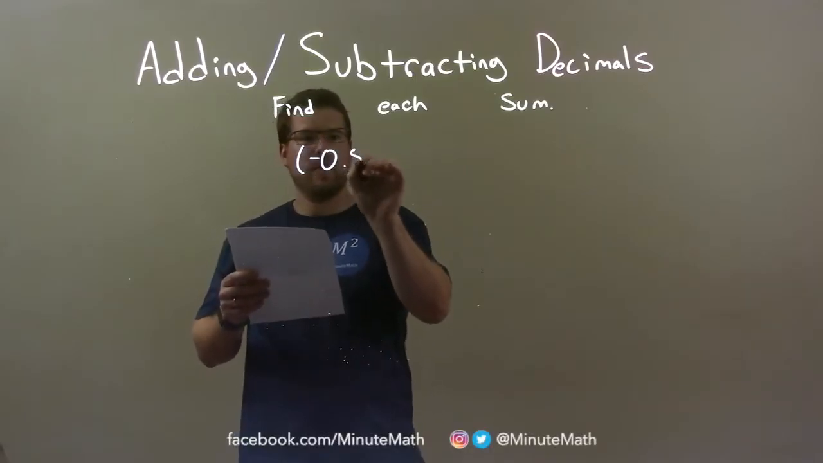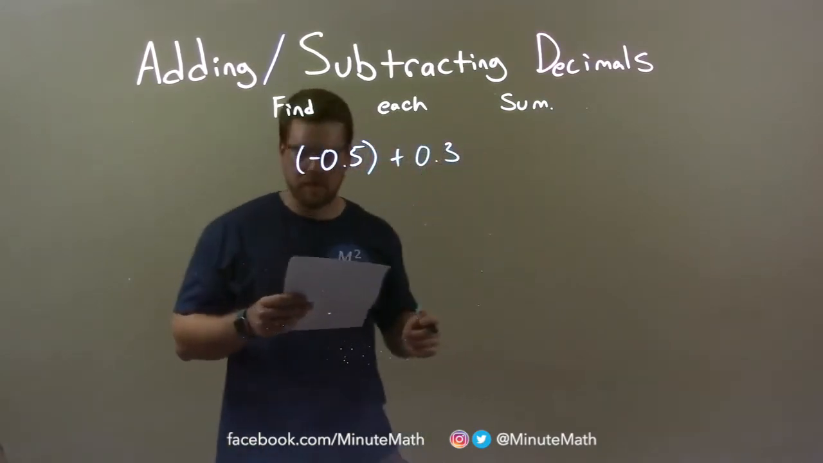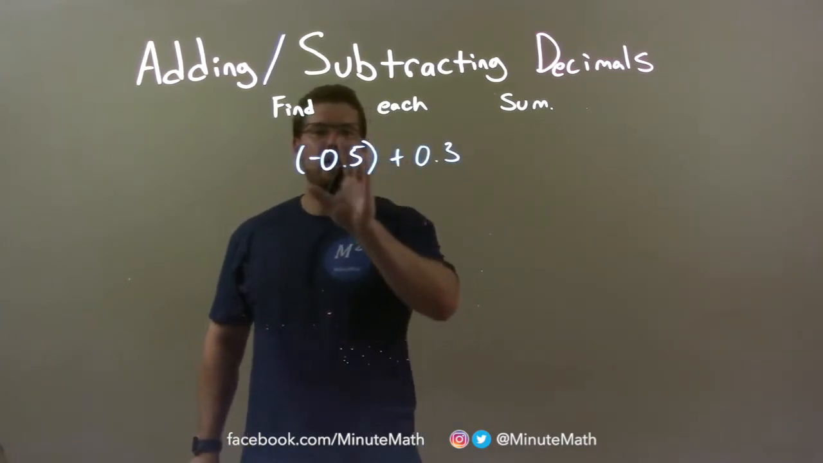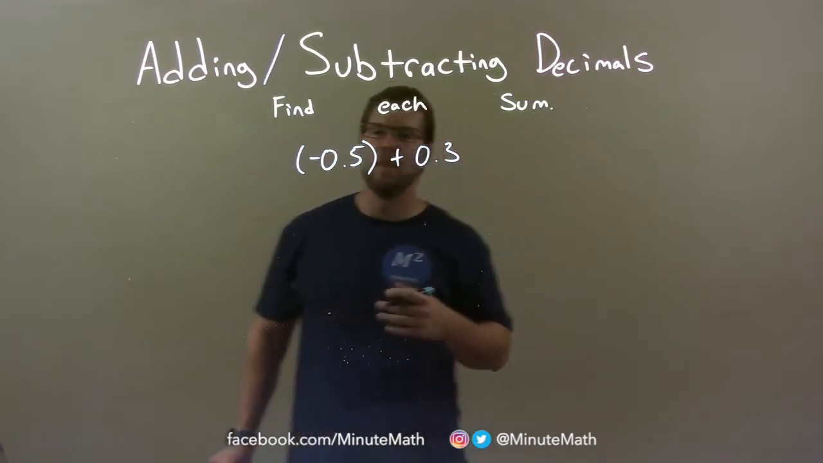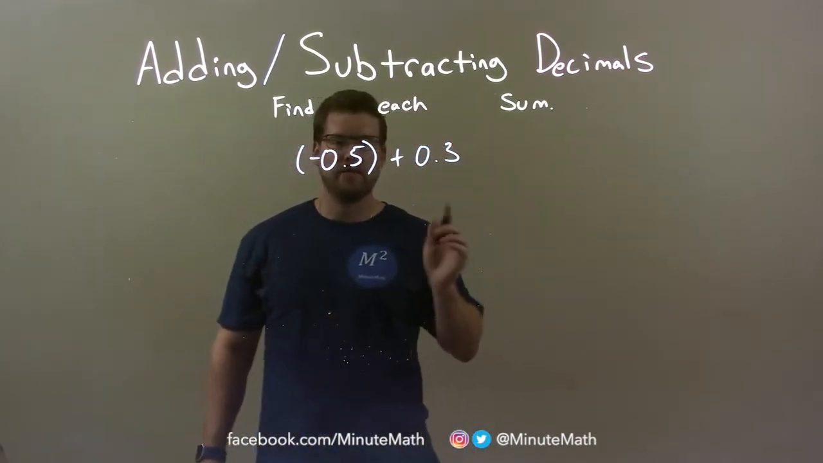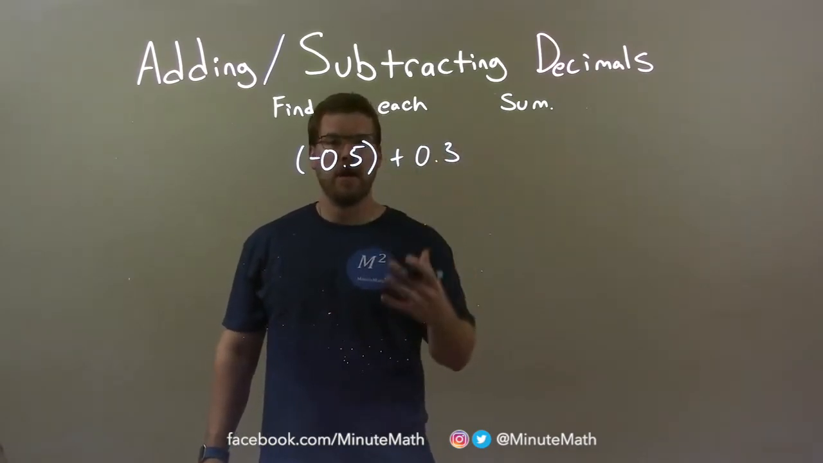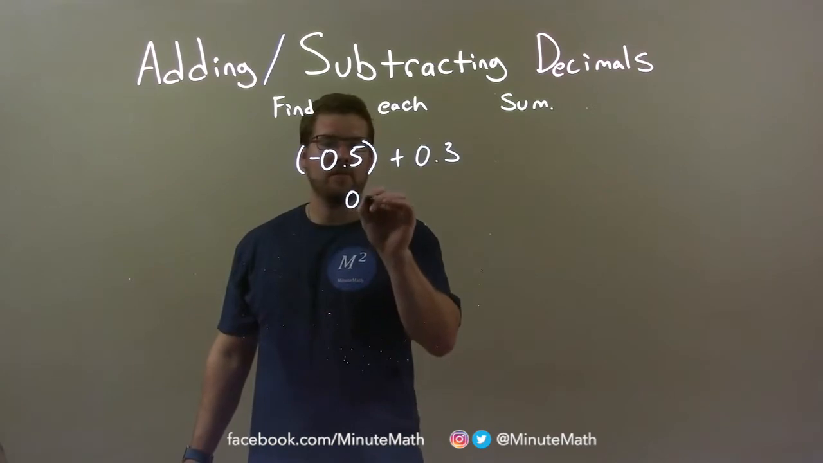Negative 0.5 plus 0.3. Okay? Well, I have negative 0.5 plus 0.3. I know that this negative is more negative than this 0.3 is positive, right? So my overall answer is going to be negative. With that knowledge, I'm just going to find the difference of these two, and then make it negative. 0.5 is larger, so that comes first.